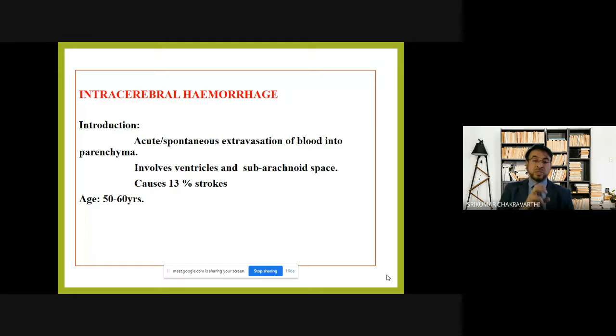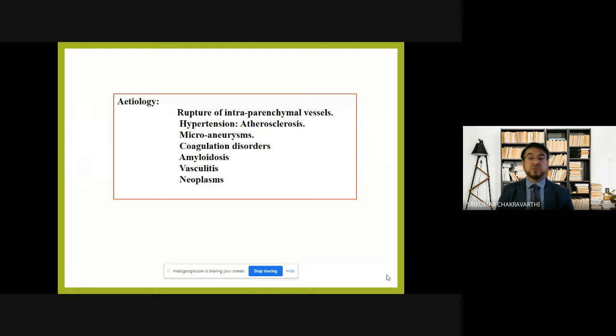It can occur only when the bleeding starts inside the brain, such as near the ventricles or the subarachnoid space. And this is one of the causes of strokes and occurs in the elderly. Now, what causes this? A rupture of any blood vessels. And rupture of blood vessels occurs when blood vessels are weak. When do they get weak?